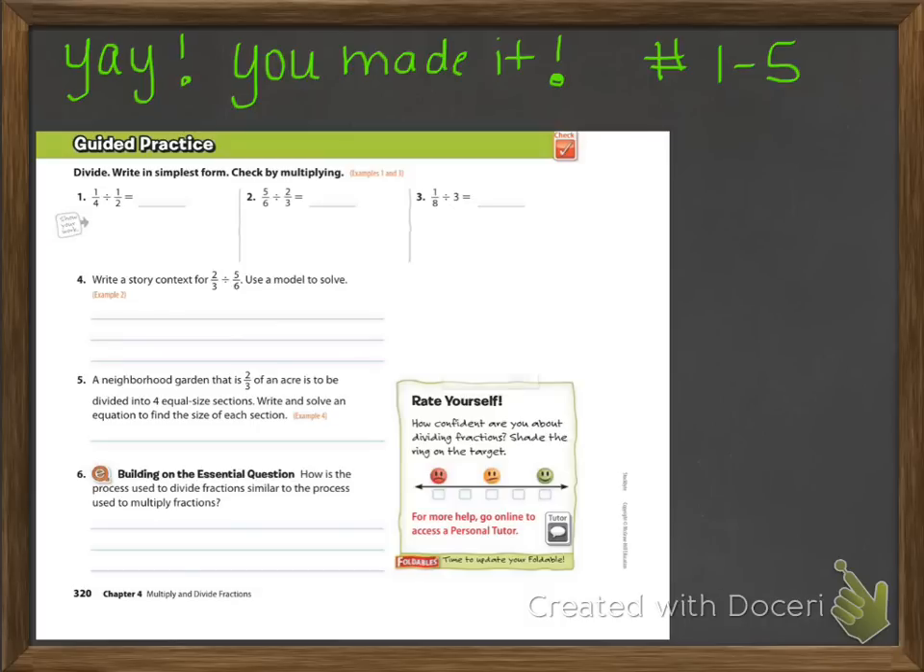And also, super duper important, I want you to go ahead and rate yourself. We've been talking about scales. We've been working with scales. I want you to rate yourself and tell me where you think you are based on this concept. So good luck, and I will see you in class tomorrow.